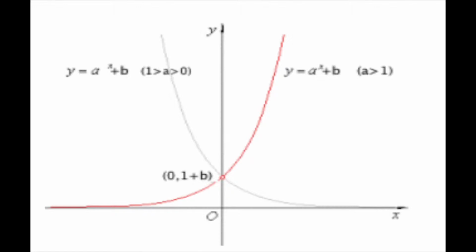Both graphs intersect at the point (0, 1 + b), and are symmetric about the y-axis. In addition, the curve approaches the x-axis but never touches. An exponential function's rate of change is based on repeated multiplication, as opposed to the linear function, which is based on repeated addition.